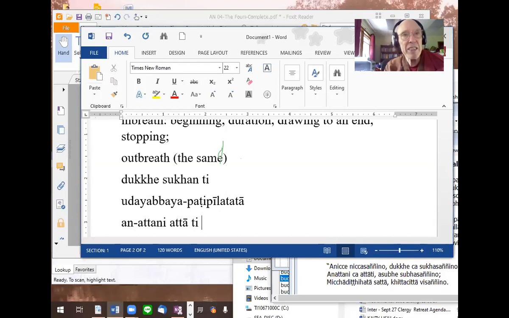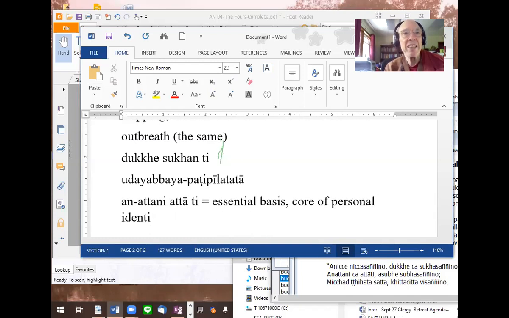And the idea of self, let us say first, what is meant by this idea of self? It doesn't mean that we don't exist as persons in the ordinary sense of the term, but the idea of self, I would say, is the idea of an essential basis or core of personal identity, some kind of stable basis of personal identity.